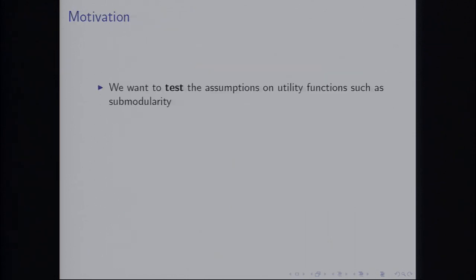So what is the motivation behind this study? One motivation is from game theory. We want to test whether real life data on utility functions satisfy the assumed property or not. For example, the most common is submodularity. In some cases, linear. So we want to test whether that is true or not.